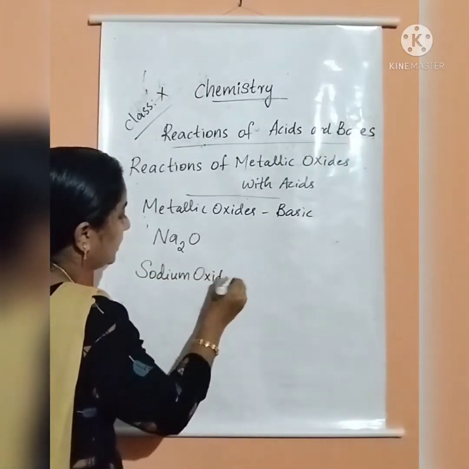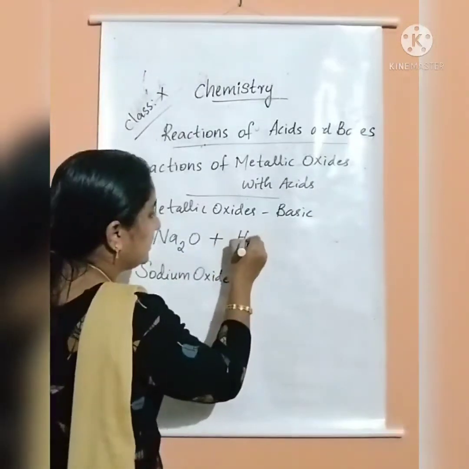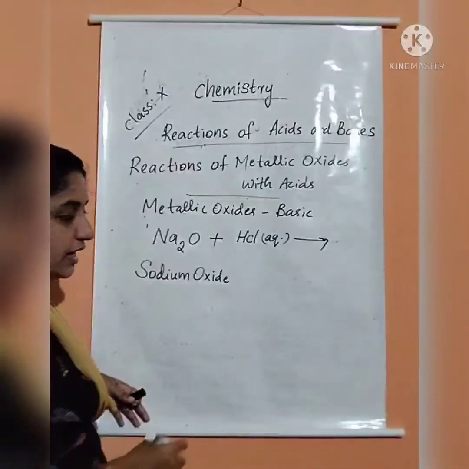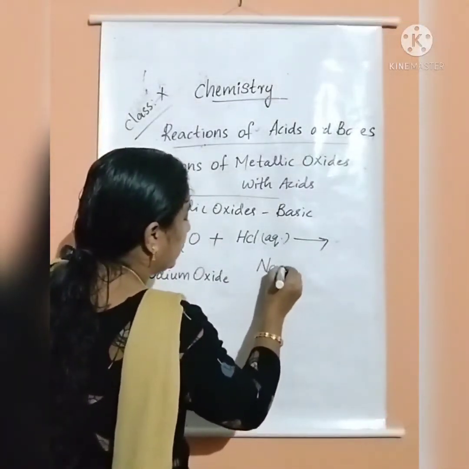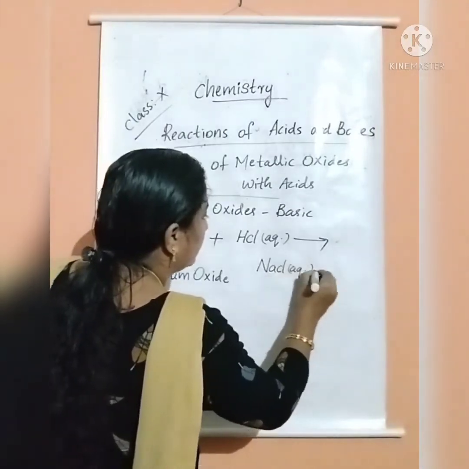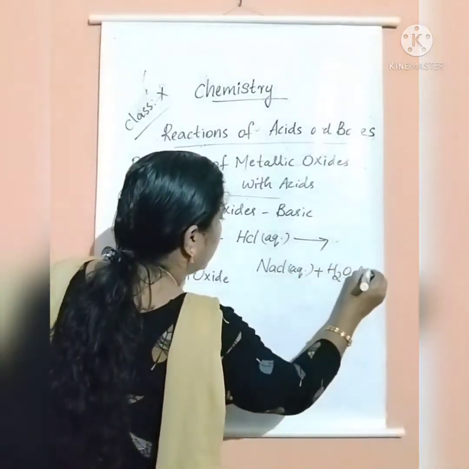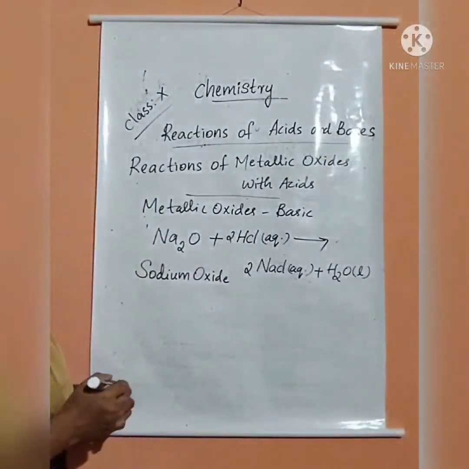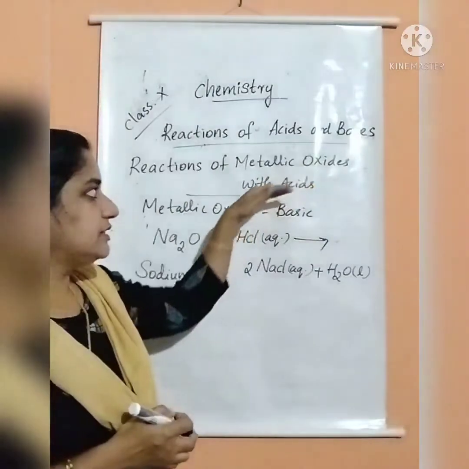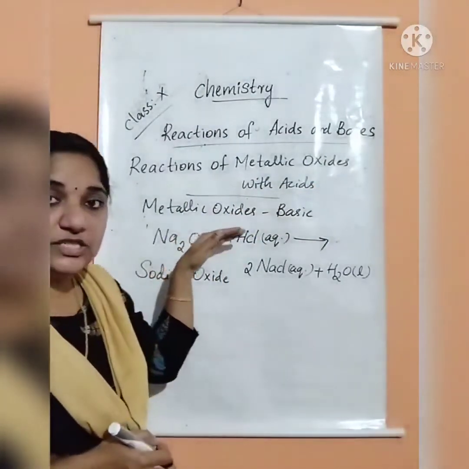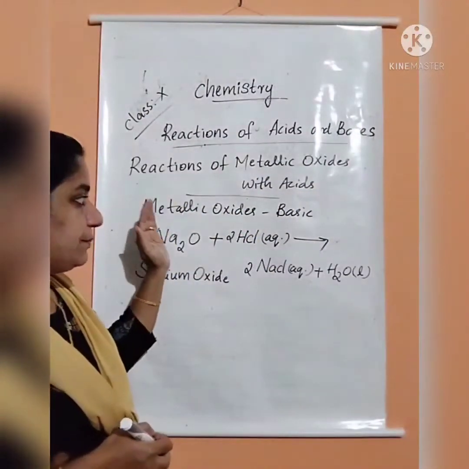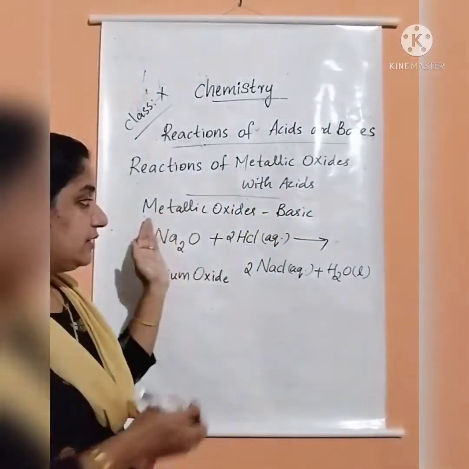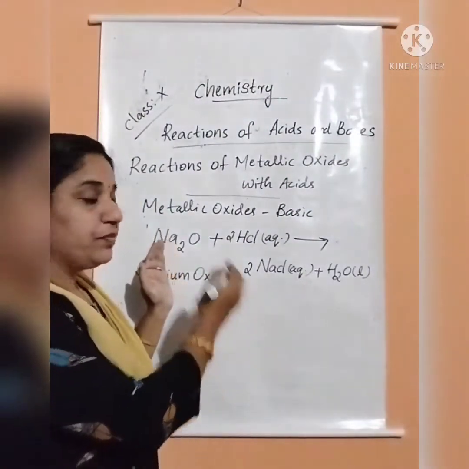Sodium oxide reacts with HCl. The products are NaCl and water. Okay, this is the reaction between metallic oxides and acids. That is, this reaction is similar to the reaction between base and acid. Metallic oxides are basic in nature, so we can say this reaction is similar to base and acid.